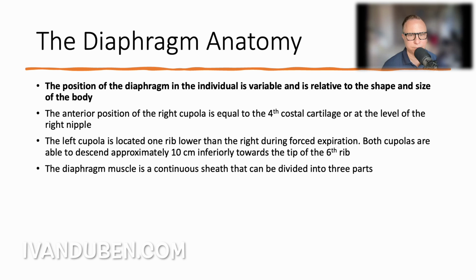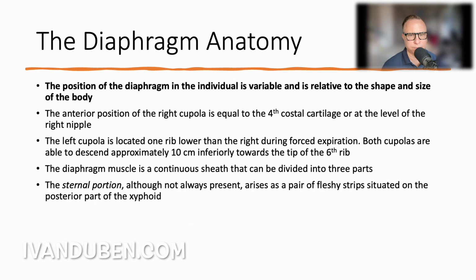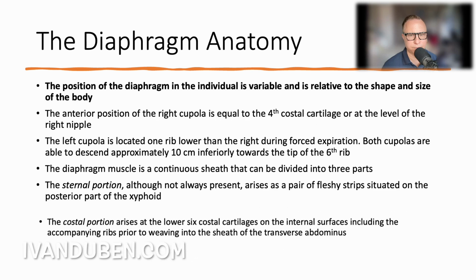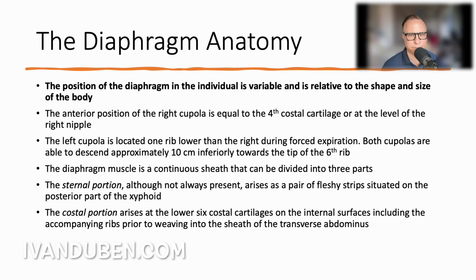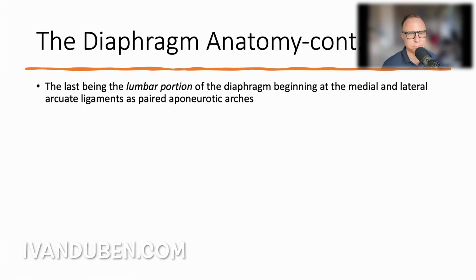The diaphragm muscle is a continuous sheath that can be divided into three parts. The sternal portion, although not always present, arises as a pair of fleshy strips situated on the posterior part of the xiphoid. The costal portion arises at the lower six costal cartilages on the internal surface, including the accompanying ribs, prior to weaving into the sheath of the transverse abdominis muscle. The last portion is the lumbar portion of the diaphragm, beginning at the medial and lateral arcuate ligaments as paired aponeurotic arches.